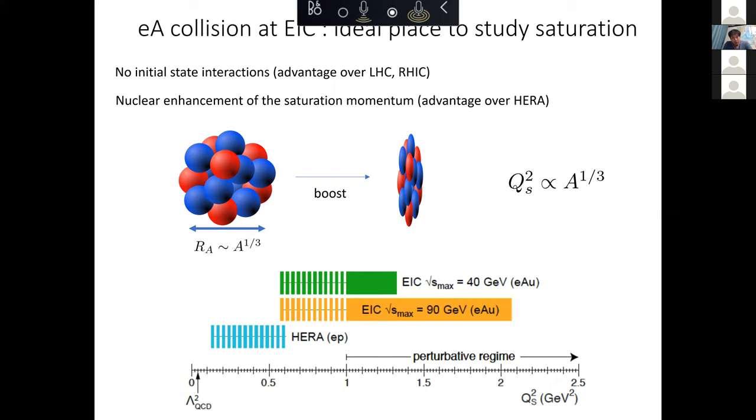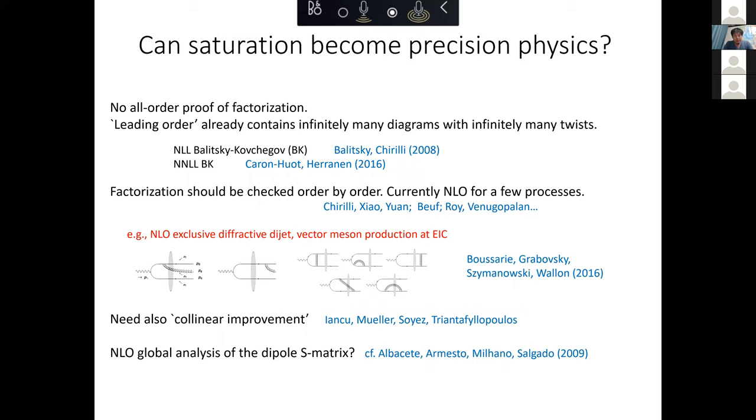So here is the estimate of Q_s. At HERA, the saturation momentum is less than 1 GeV, but at the EIC, it's expected to be larger than 1 GeV. That's very interesting because the energy of HERA is higher than the energy of the EIC, but nevertheless, the saturation momentum is higher at the EIC because of this enhancement factor. So the EIC is a really interesting place to test saturation. I'm not going to go through the various predictions for this and will jump to the next topic.